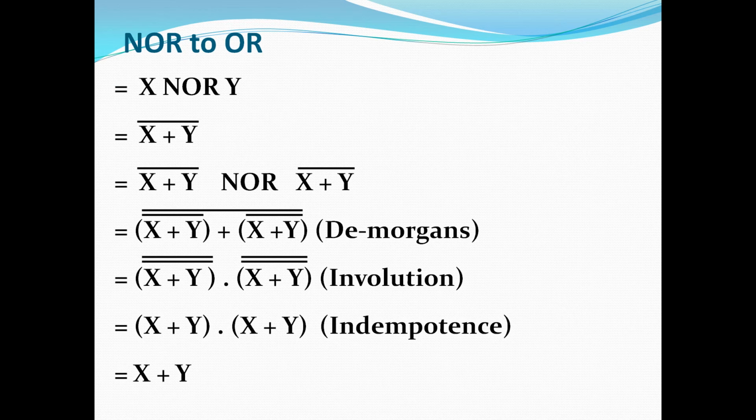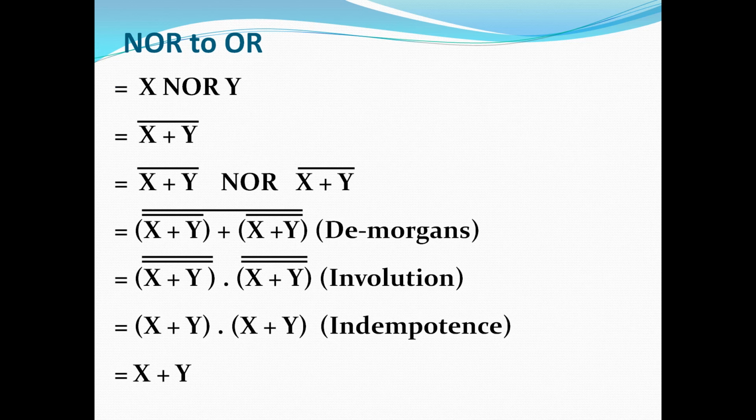Next is NOR to OR. How can we get the output? The first NOR gate is x NOR y. With inputs x and y, the output will be (x plus y) whole dash. Then for the second NOR gate, the input is (x plus y) whole dash and (x plus y) whole dash.